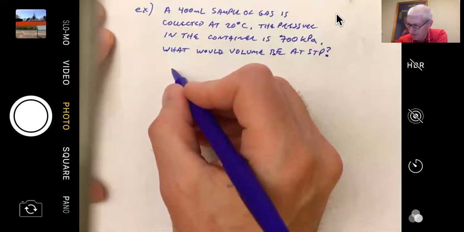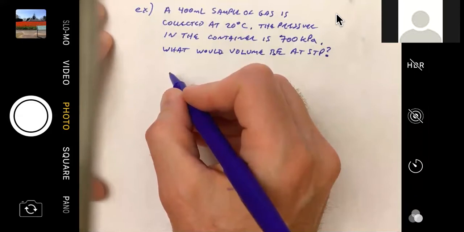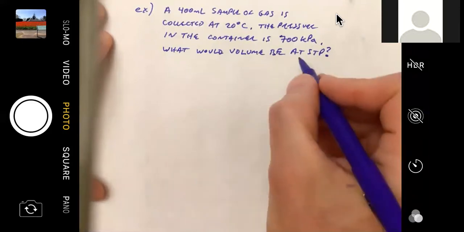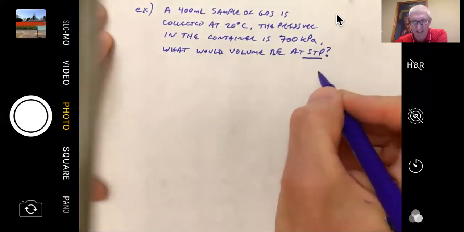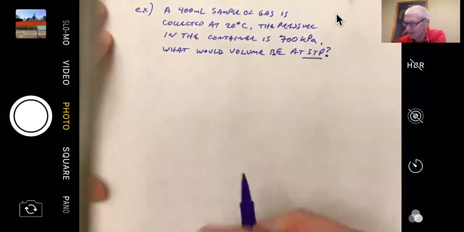Nobody wants to venture a guess? I hear it. Someone, go ahead. Two sets, because one of the values is at STP, and the other one is at clearly different temperatures and pressures. So very nicely done, Stella.